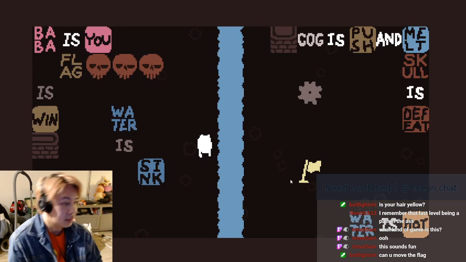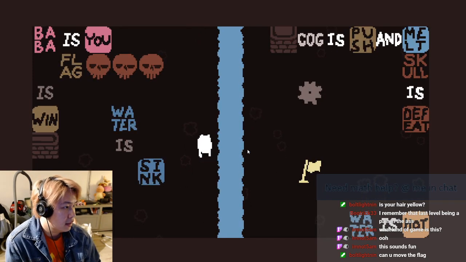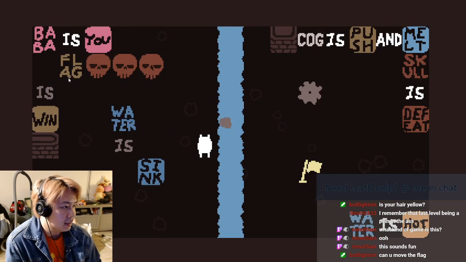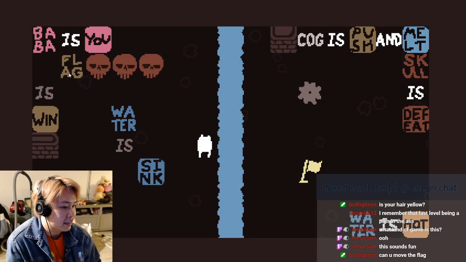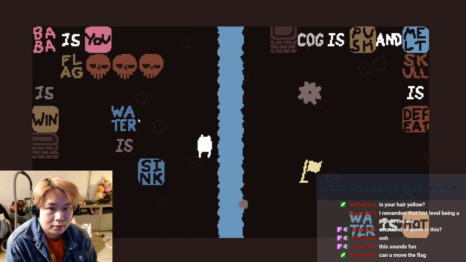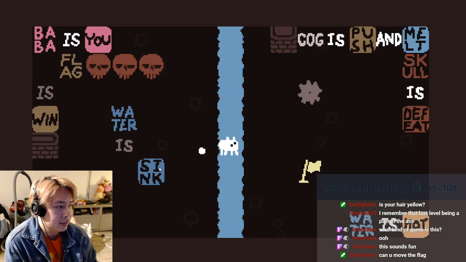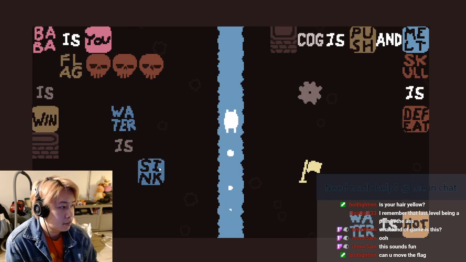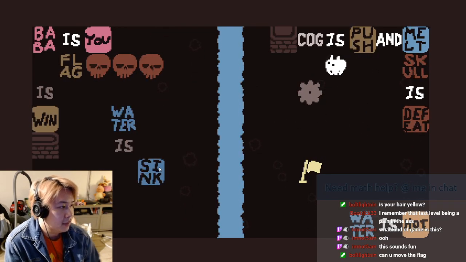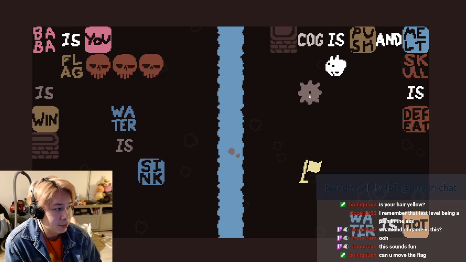Okay, well, first step I'm pretty sure is, I can't move the flag because there's no sentence saying that I can push the flag. You need to say flag is push. But this is the only flag in the stage, and it's not making a sentence with anything. So I can break this, so then now I no longer sink. And my assumption is I need to move this cog over here.